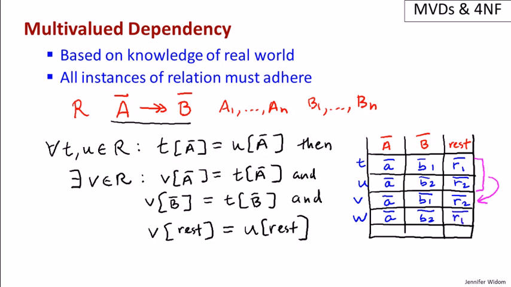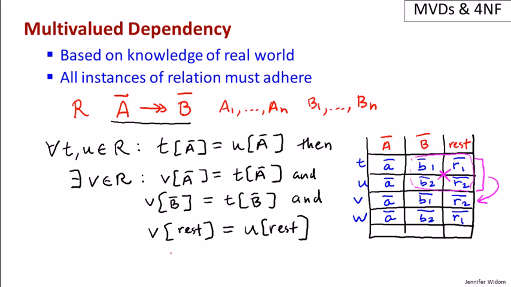So what we can see here is that when we have the first two tuples that have this particular combination of B values and rest values, it tells us that we must have the other combinations as well. We must have B1 with R2 and B2 with R1. What it's really saying is those B values and the rest values are independent of each other and will have all combinations. So that might get you thinking back to our colleges and hobbies.